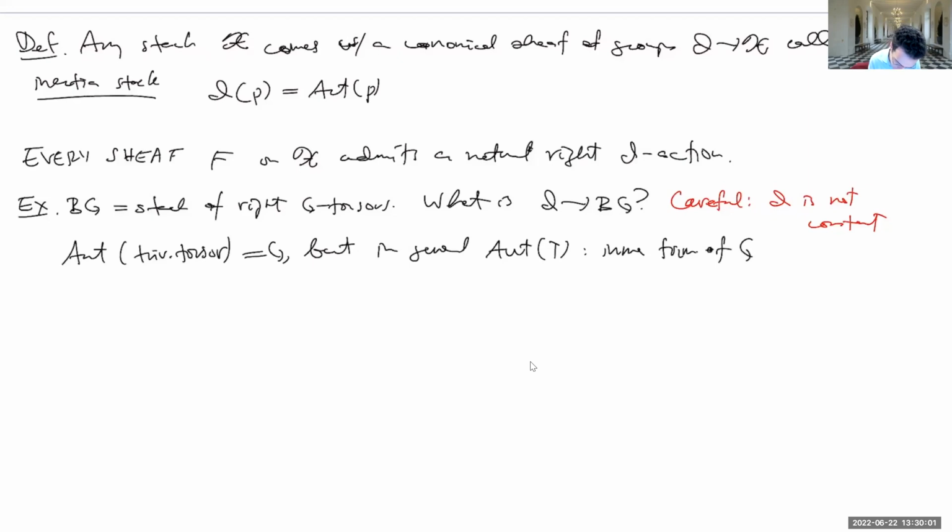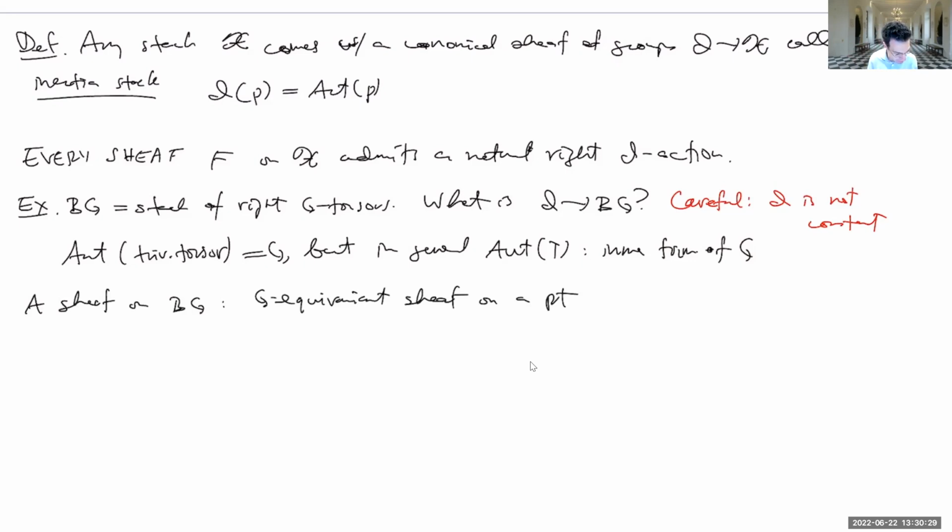A sheaf on BG, this is what we all learned as children. Let's think about a coherent sheaf, say. This is a G equivariant sheaf on a point. If you're working with sheaves on the big side, it's just a sheaf on the big side that's G equivariant, but let's not. You learn that coherent sheaves on BG are the same as representations of G. This is the thing everyone learns when they first learn about BG.